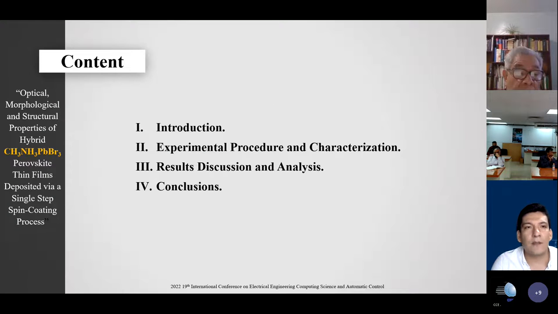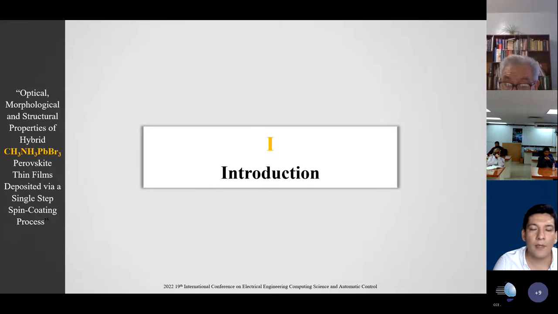The content of this research is divided in four stages. First, introduction, I'm going to talk about the perovskites. Second, experimental procedure and characterization. I will describe the deposition technique used. In addition, the perovskite samples characterization techniques. Third, result discussions and analysis. I will comment and explain the obtained results. And finally, conclusions. I'm going to summarize the main conclusions in this research.